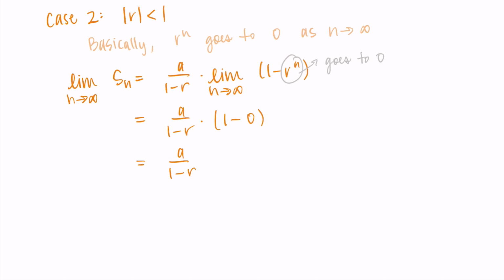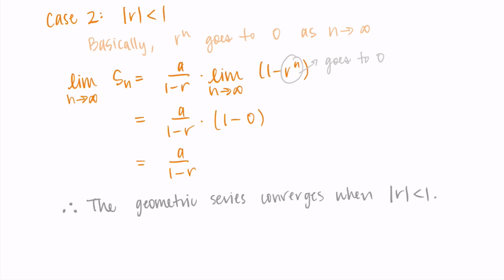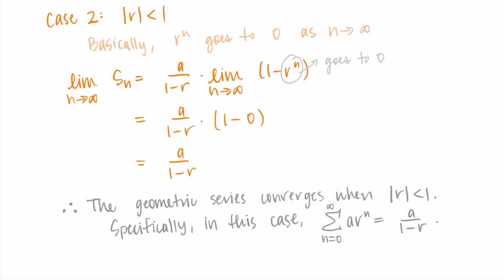Okay, so let's take a step back and make sure we know what's going on here. When the absolute value of r is less than 1, the sequence of partial sums is converging, and it's converging to a over 1 minus r. Since it is converging to this value, the infinite series is also converging, and it's going to be equal to this value, a over 1 minus r. So we can write this by saying the geometric series converges when the absolute value of r is less than 1, and in this case, the sum from n equals 0 to infinity of a times r to the n, that's our infinite geometric series, is equal to a over 1 minus r.